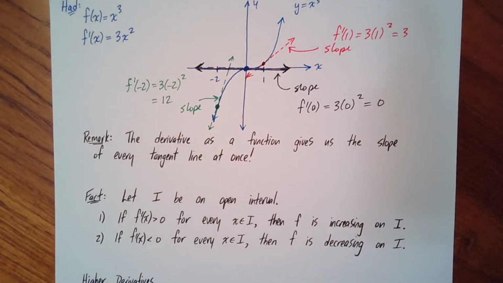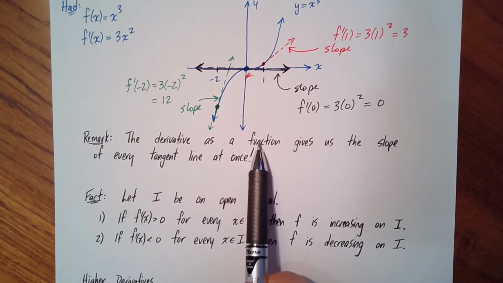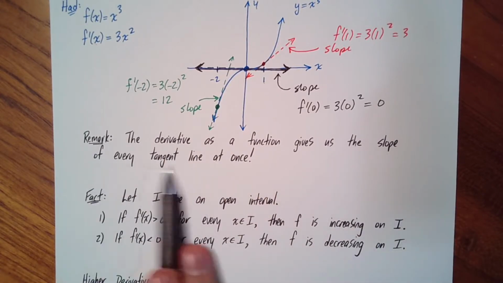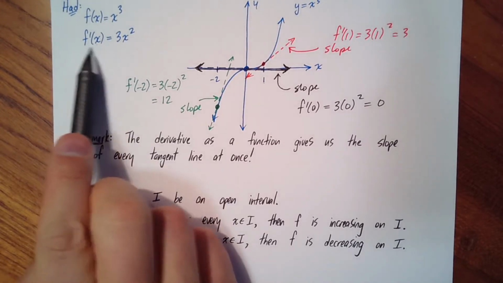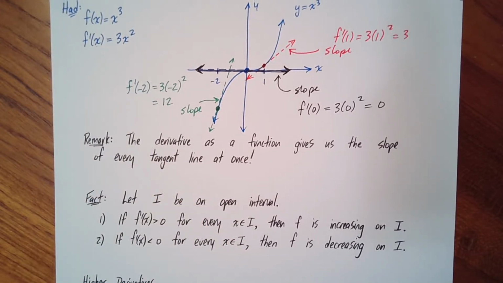I hope you're convinced of that. So that's the power of the derivative as a function. So this remark just sums it up again. So the derivative as a function gives us the slope of every tangent line at once, all bundled up into a rule, right, into a formula. That's the power of the derivative as a function. So it's a useful tool.